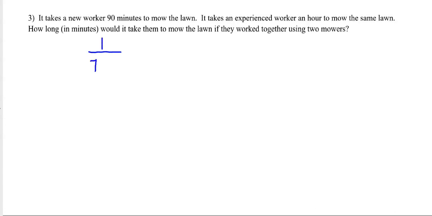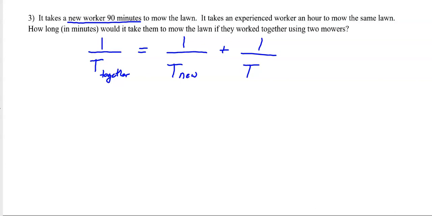It's always 1 over the time together, and that's going to equal 1 over the time of all the separate pieces. If there's 3 people, there's going to be 3 of these. If there's 4 people, there's going to be 4 of those. Here there's only 2. So it says it takes a new worker 90 minutes. So we have a new worker, and then we have the experienced worker.